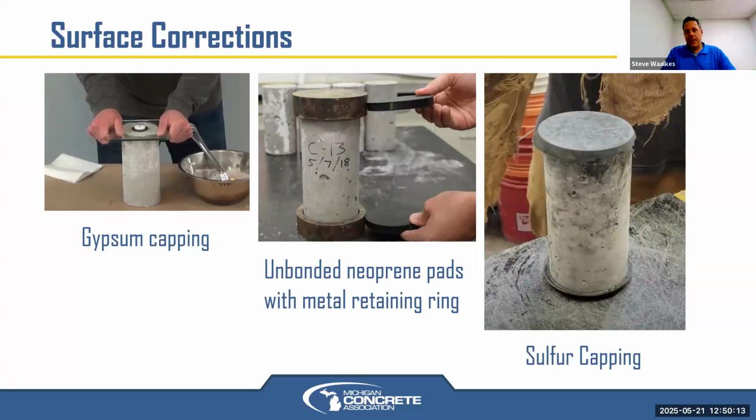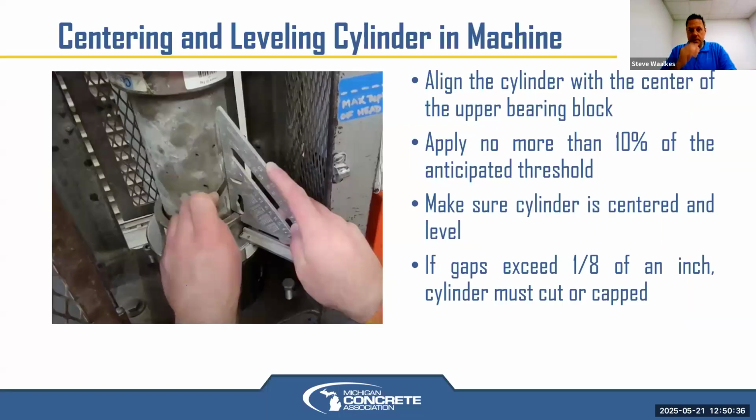So there are different capping methods: gypsum, sulfur, or we use neoprene pads. That's probably the most common, with a metal restraining ring, like you see pictured in the middle. That's what most folks use. But in some cases, you do have to resort to the capping or grinding options. There are grinding machines out there that can automatically and accurately do the surfaces so that we have perfect perpendicularity and everything else. And then there's a whole test method, obviously.